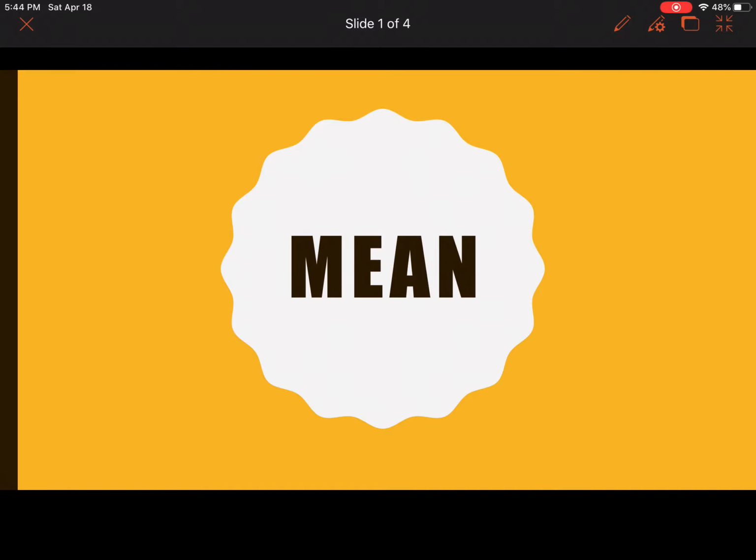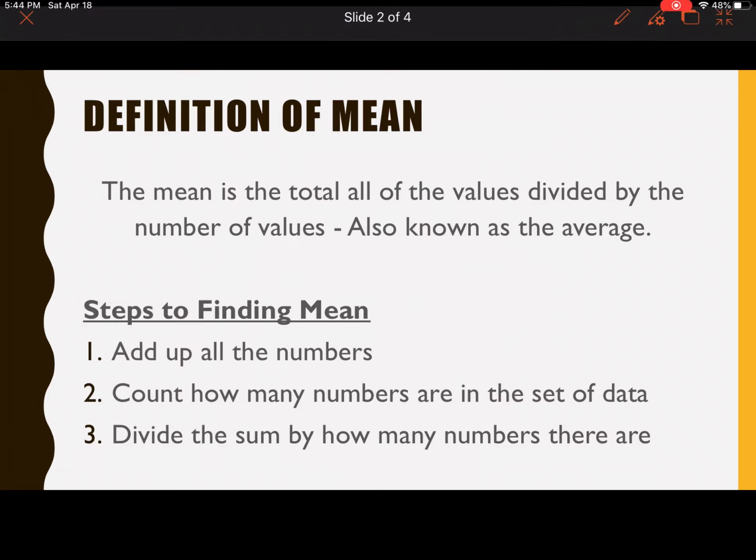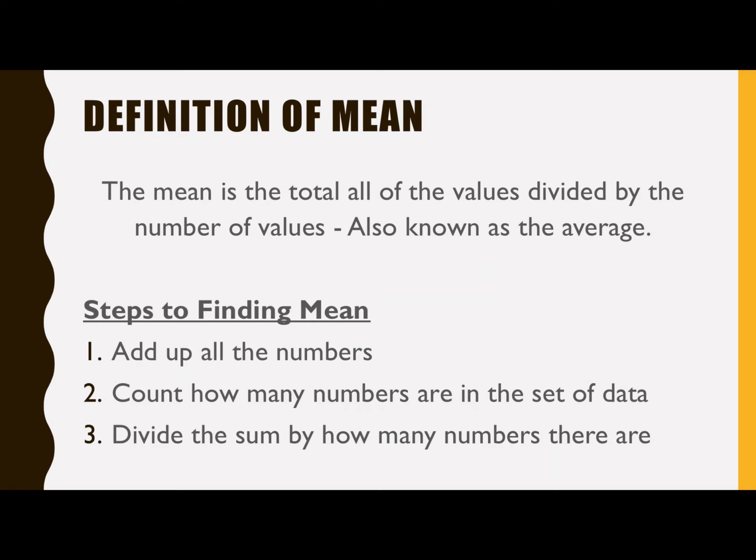Today's topic is on mean. The definition of mean: the mean is the total of all the values divided by the number of values, also known as the average. And you might have heard of the word average when you're talking about your grades in class. The average score was 80% for the entire class for the quiz.